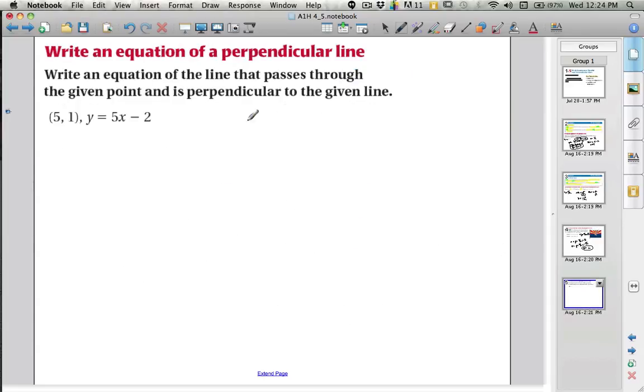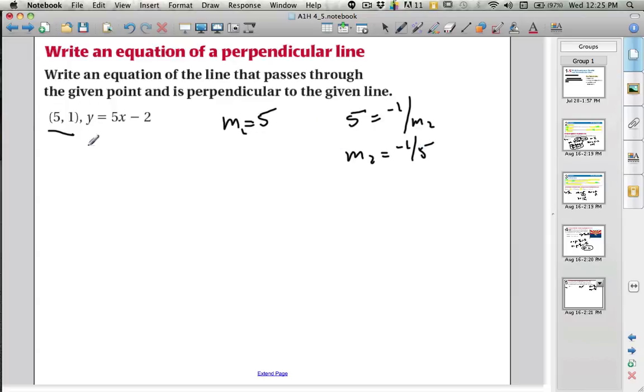Okay, one more example. Write the equation of a line that passes through the given point and is perpendicular to the given line. Okay, so I know that my slope for my first equation is 5. So I know that 5 will be equal to negative 1 over m2. If I multiply both sides by m2 and divide both sides by 5, I'll have negative 1/5. Equally, I could have just said invert this, 5 becomes 1 over 5, and change the sign, make it negative.